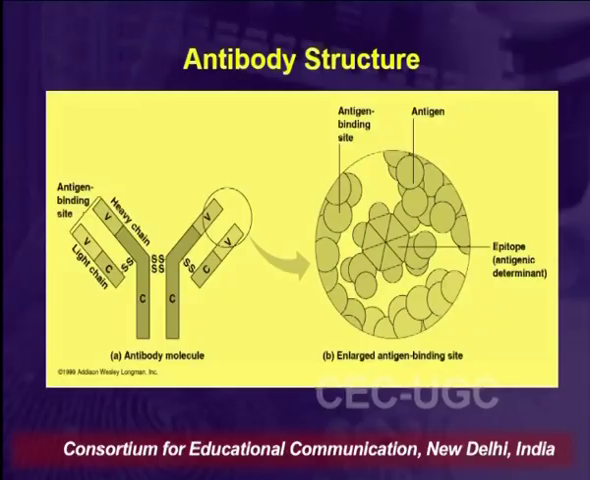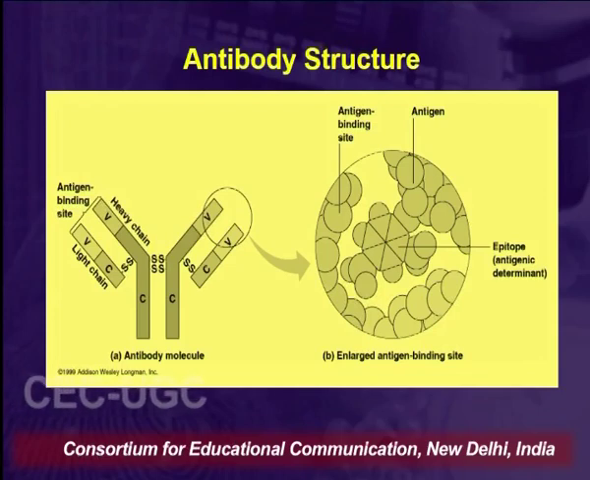Looking at the antibody structure, it looks like a Y-shaped structure, where on the left hand side it has one heavy chain and one light chain, and on the right hand side it has one heavy chain and one light chain, with a variable region as well as a constant region. At the ends of the light chains and heavy chains we have antigen binding sites, and the shape of these sites determines which antigen will bind at these antibody sites.